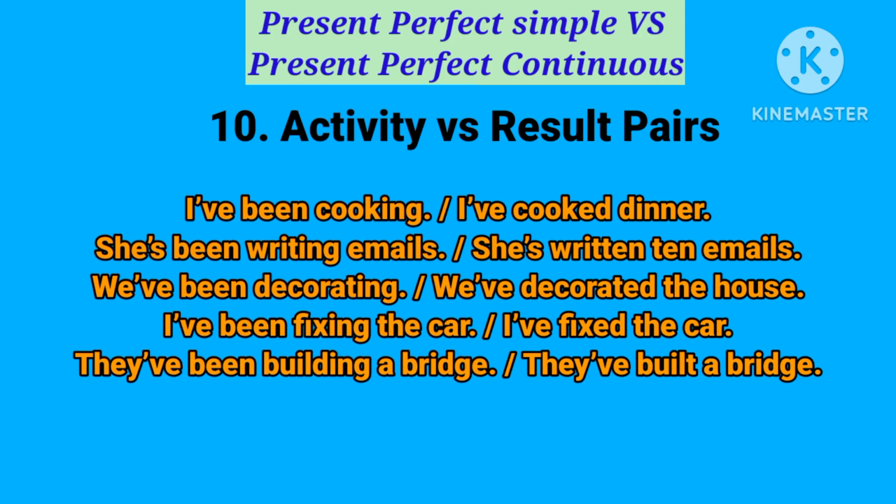The next example, she has been writing emails. She has written 10 emails. We have been decorating. We've decorated the house. I've been fixing the car. I fixed the car. They have been building a bridge. They have built a bridge.